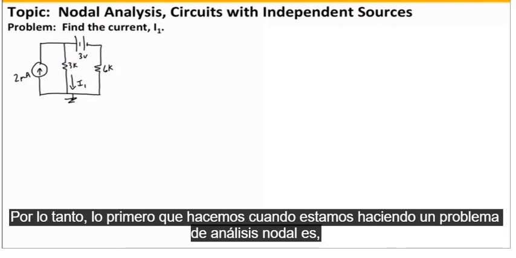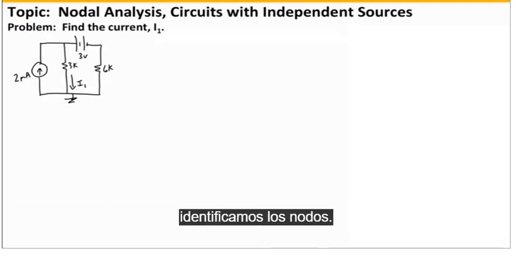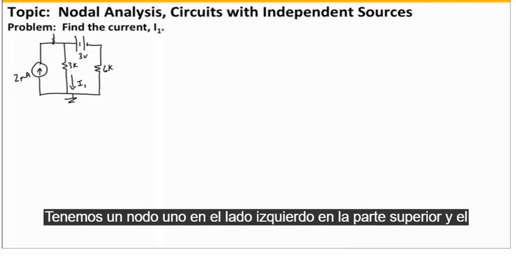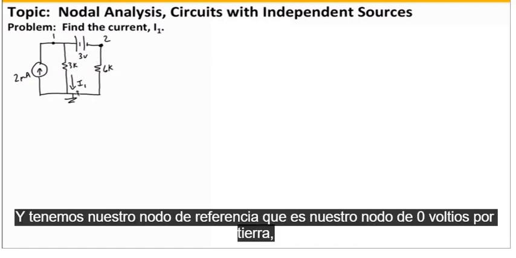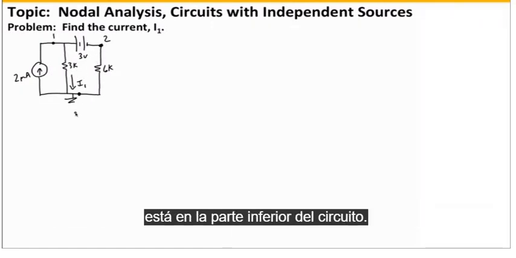So the first thing that we do when we're doing a nodal analysis problem is we identify the nodes. So let's do that first. We have a node 1 on the left-hand side at the top, a node 2 at the right-hand side at the top, and we have a reference node, which is our 0-volt or ground node at the bottom of the circuit.